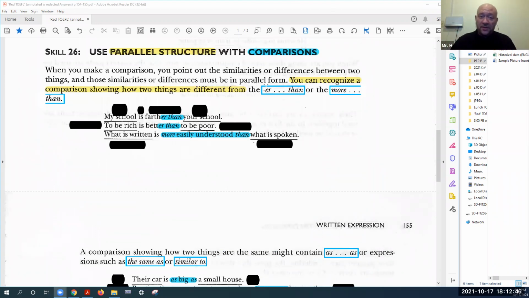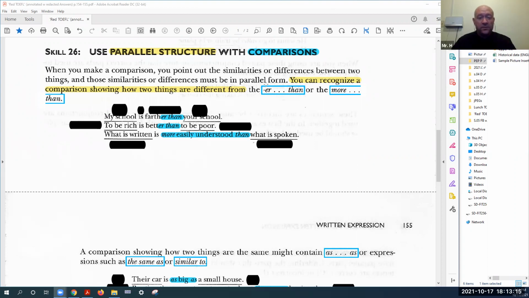Remember what I told you to remember? Not fanboy, but what did I say? A boy. And, but, or, yet. Remember that? And when you have parallel structure, what is the important thing? You must have the same structure. Same structure, right?